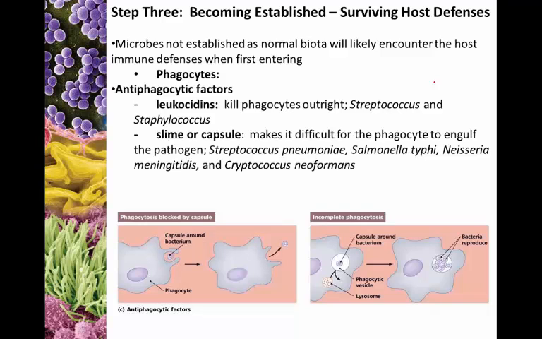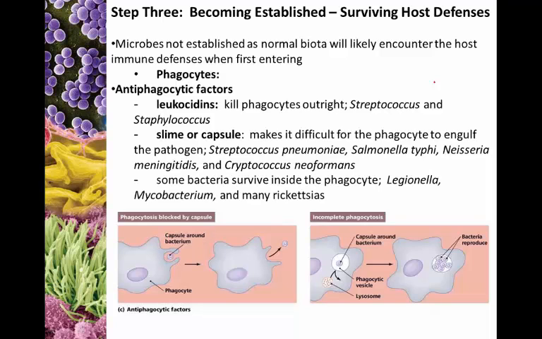Slime layers and capsules make it difficult for the phagocyte to engulf the pathogen. So they sort of slip out. If you remember, I said these have that slimy consistency. They sort of slip out from within the phagocyte as it tries to wrap its way around the pathogen.